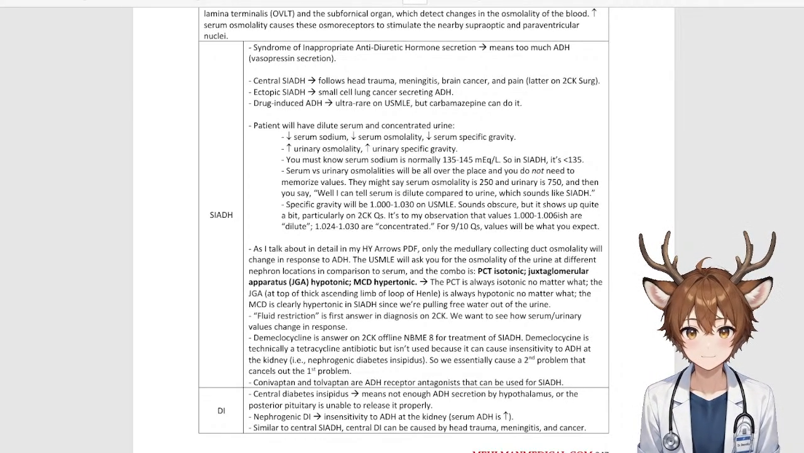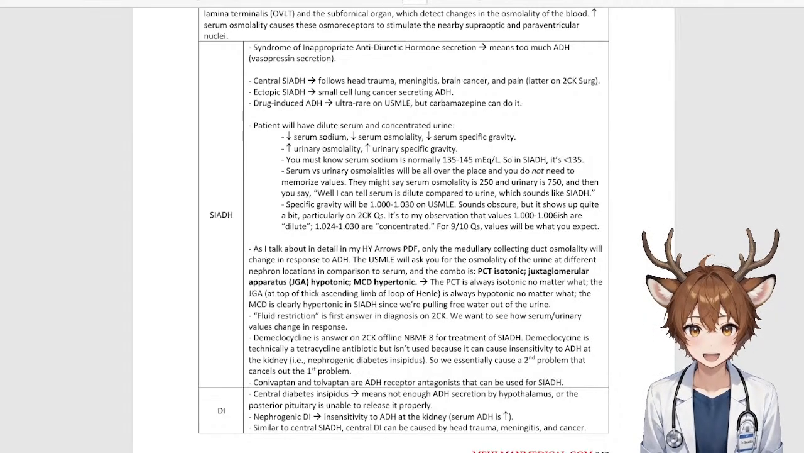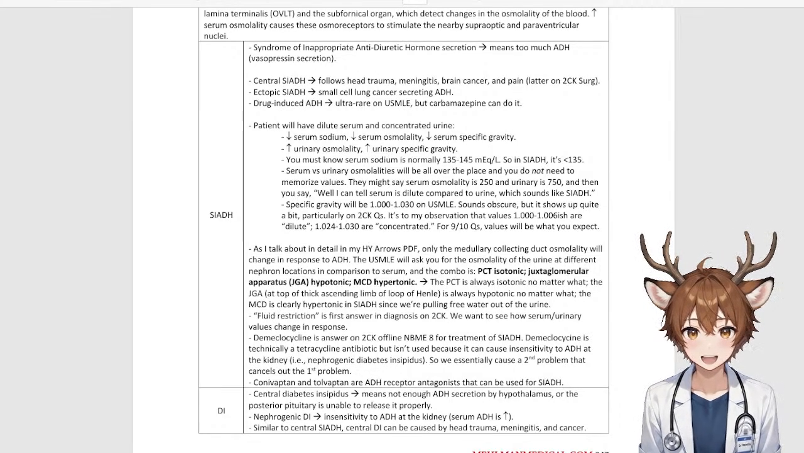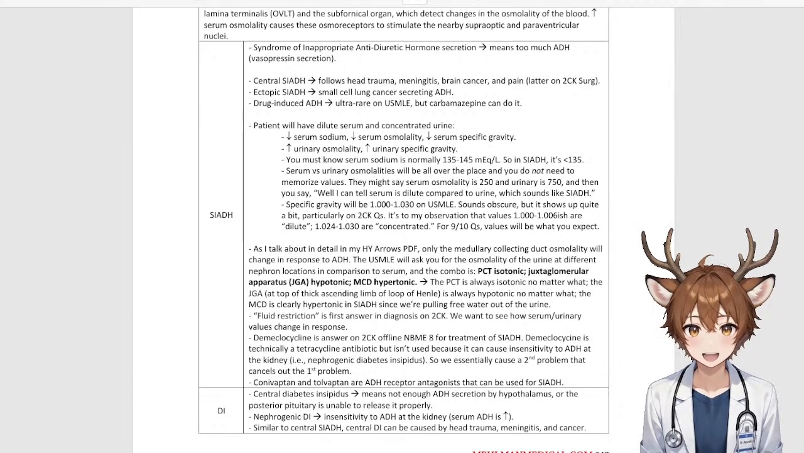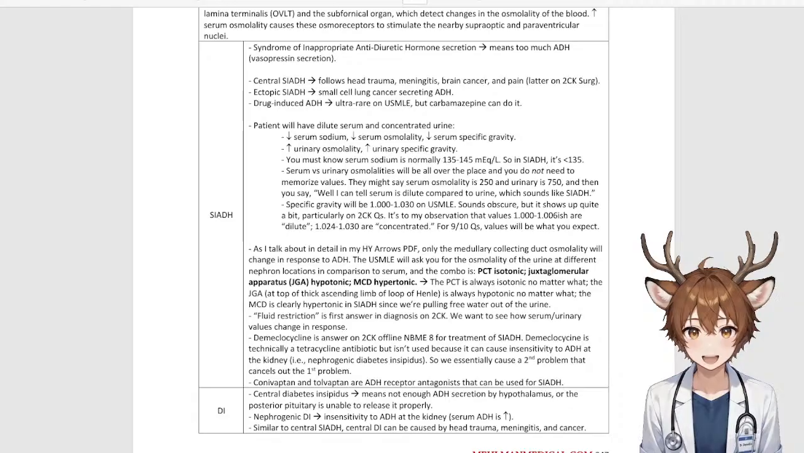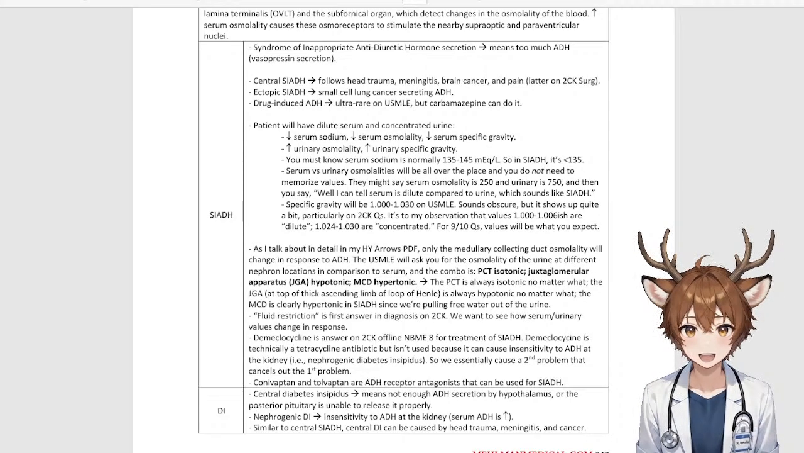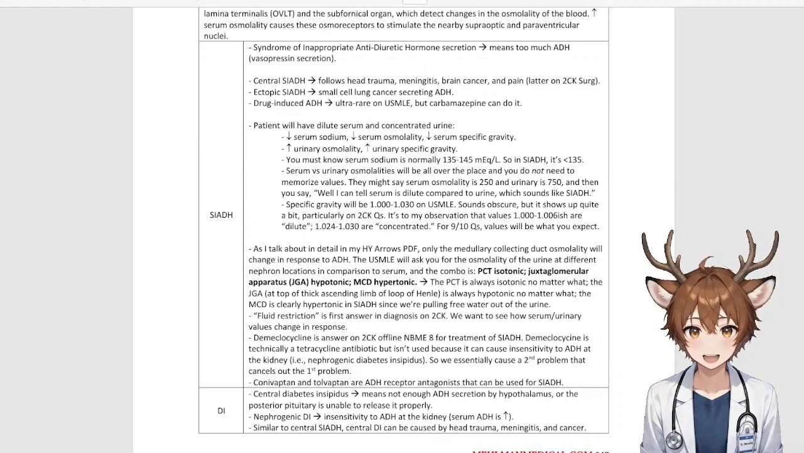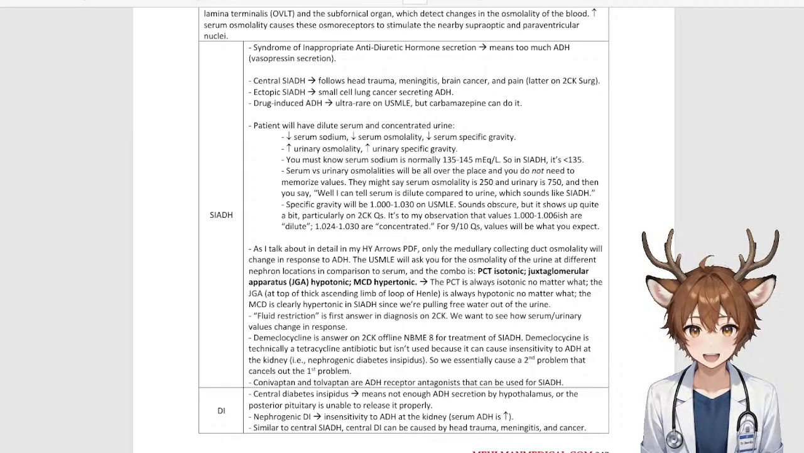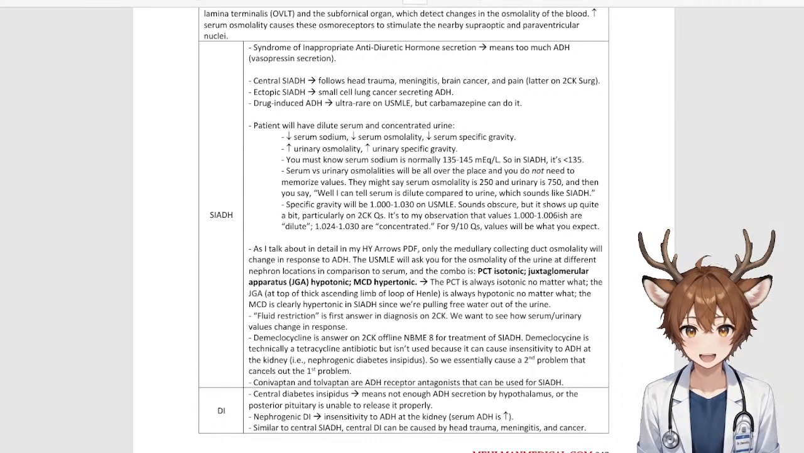Fluid restriction is first answer in diagnosis on 2CK. We want to see how serum and urinary values change in response. Demeclocycline is answer on 2CK offline NBME8 for treatment of SIADH. Demeclocycline is technically a tetracycline antibiotic, but isn't used as one because it can cause insensitivity to ADH at the kidney, like nephrogenic DI. So we essentially cause a second problem that cancels out the first problem.